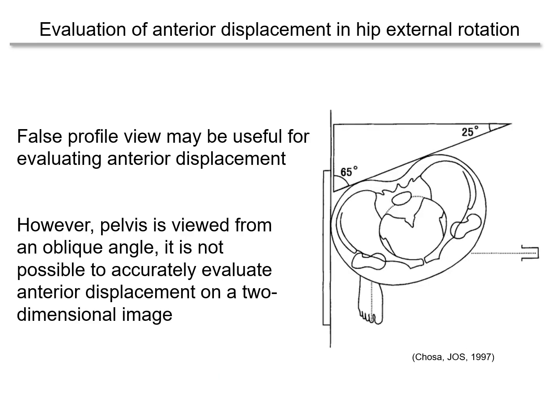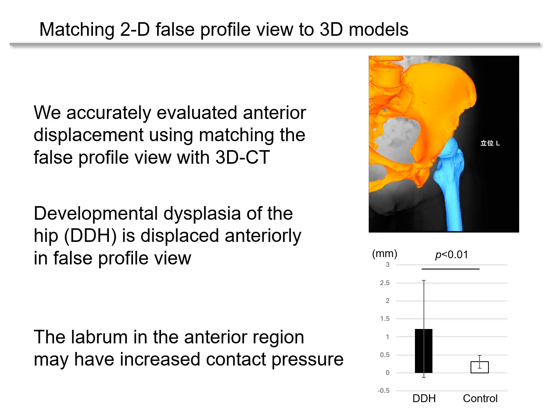We thought that the false profile view may be useful in evaluating anterior displacement during external rotation. The false profile view is taken from the side. This may enable evaluation of anterior displacement of the femoral head due to hip external rotation in weight bearing. However, because the pelvis is viewed from an oblique angle, the anterior direction cannot be accurately measured on a two-dimensional image. We accurately evaluated anterior displacement by matching the false profile view with a 3D CT model.